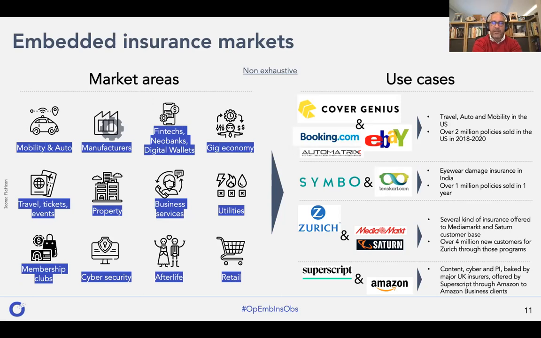Here on the right, we have indicated some, for example, Cover Genius in the US, in partnership with Booking.com, eBay, and Automatrix, have sold in 2 years over 2 million policies. Zurich, in collaboration with MediaMarkt and Saturn, have achieved over 4 million customers with their embedded programs. And recently, Amazon and Superscript announced a new partnership in the UK to provide Amazon business customers with coverages provided by Superscript.